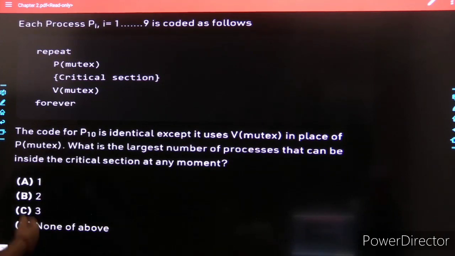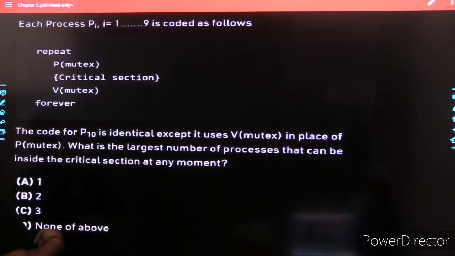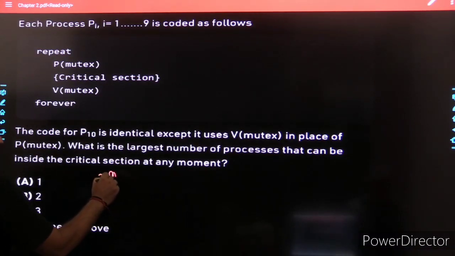So I am giving you 2 minutes, guys. Try to execute the code again and again and try to get the answer.